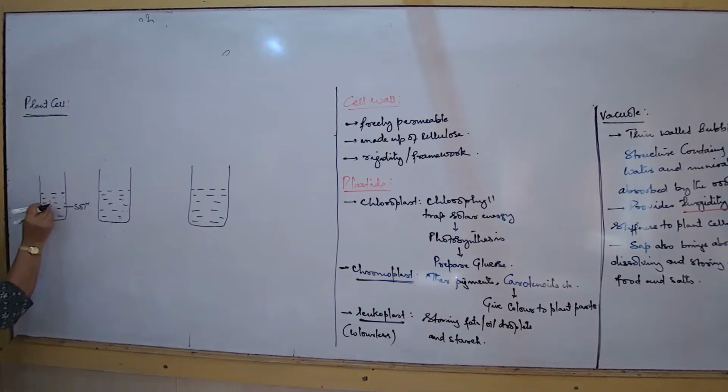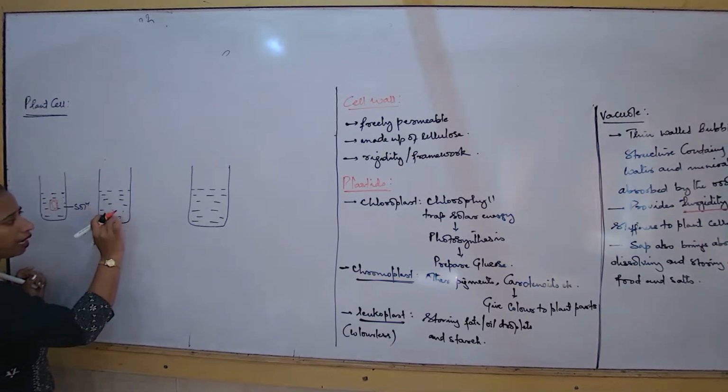In each of these beakers, we have taken plenty of cells inside. That can be a plant cell or a group of animal cells also. Right now, since we are talking about plant cells, I consider plant cells. So in each one of them, what did we take? We took enough amount of some plant cells.